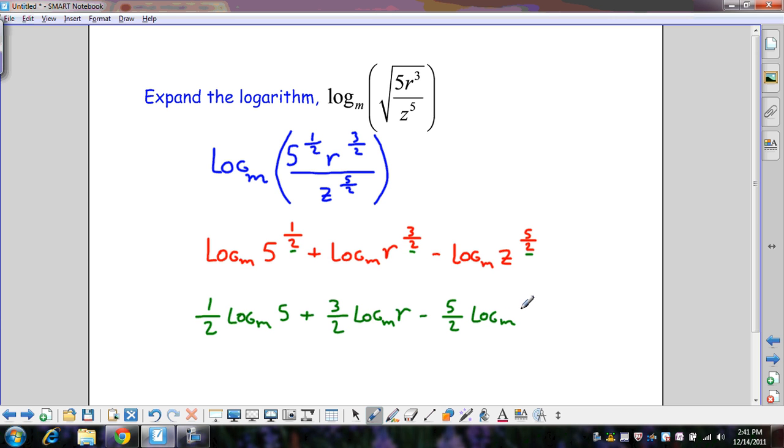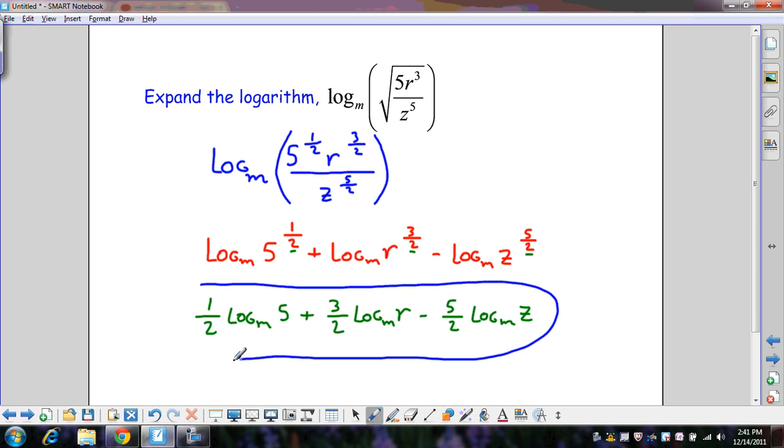So I'm going to do that. I'm going to take 1/2 and drop it in front. So I'm going to have 1/2 log base m of 5 plus 3/2 log base m of r minus 5/2 log base m of z.